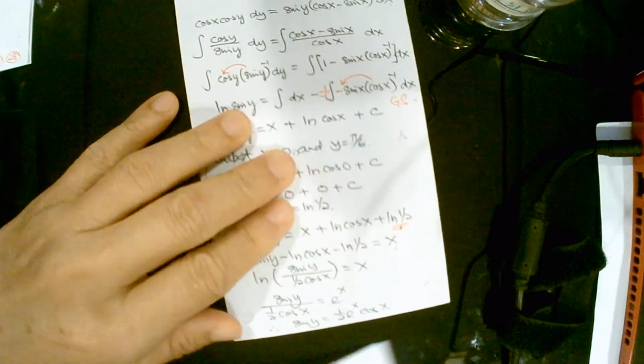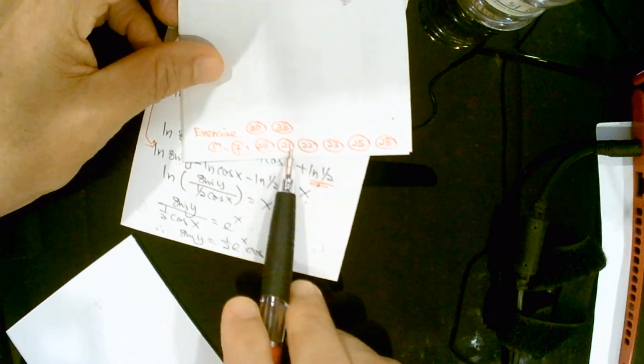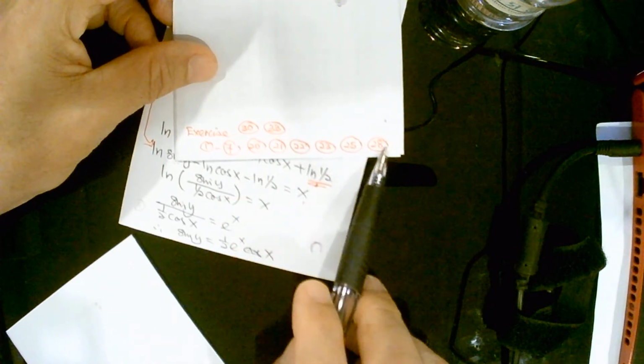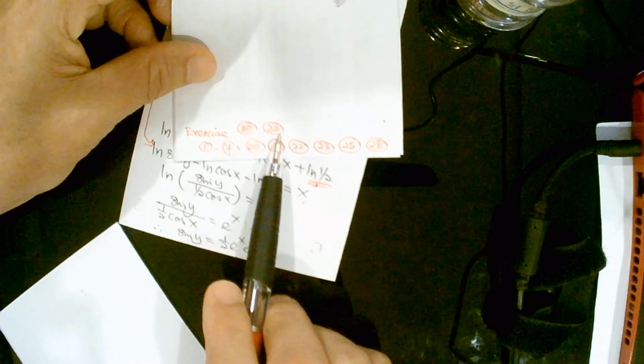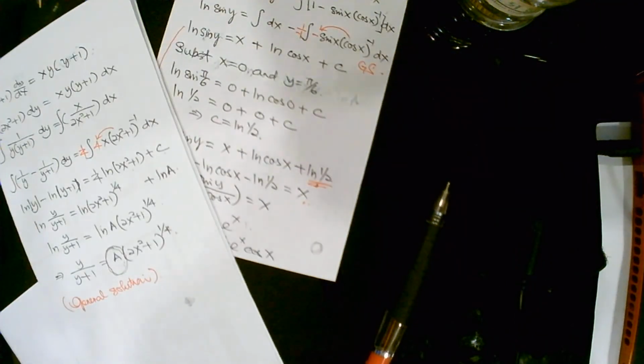So with this you are able to do question number 1. You see I write here question number 1 to number 7, then 20, 21, 22, 23, 25, 28, and then 30 and 33. So you can try all these questions. Any question you can ask me.